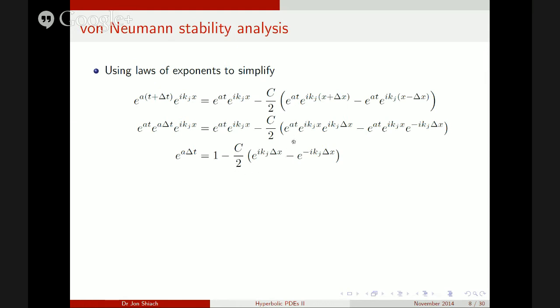These first two e's here will just become 1 if I'm dividing by itself. So I've got e to the i kj delta x. That's similar with this one here. So I've straight away applied laws of exponents, and then I've done some division throughout. So this doesn't look too bad now. It looks a lot nicer than what we had before.